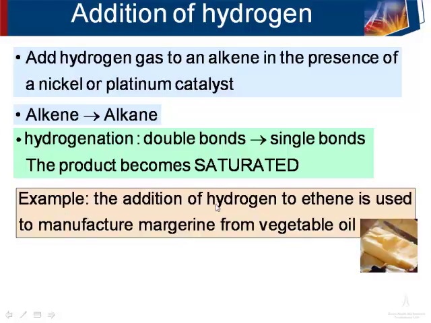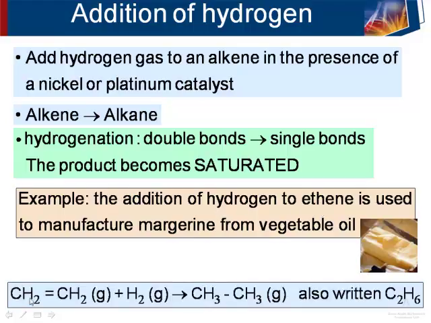An example, the addition of hydrogen to ethene, remember this is a double bond ethene, is used to manufacture margarine from vegetable oil. So we are able to add hydrogens onto ethenes. And an example here is shown where the ethene has a double bond and we add the hydrogen and it converts the double bond into a single bond ethane, and this is therefore saturated and this compound is unsaturated. One can see this in the manufacturing of margarine.